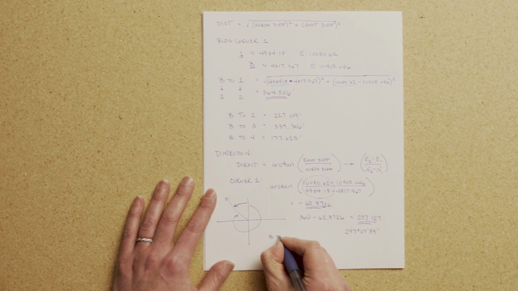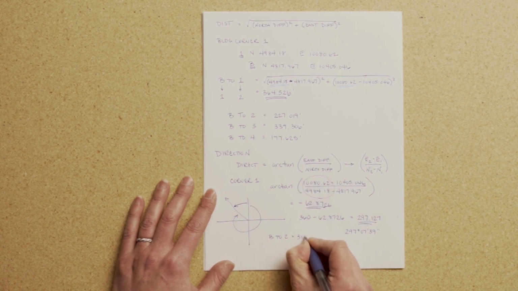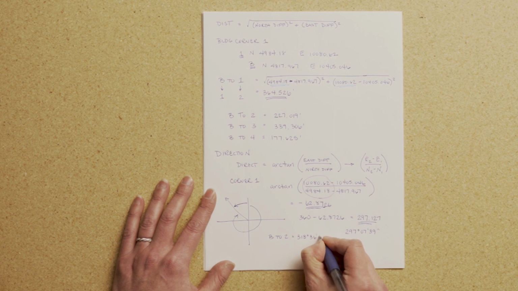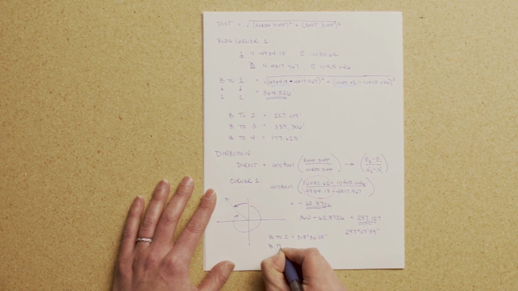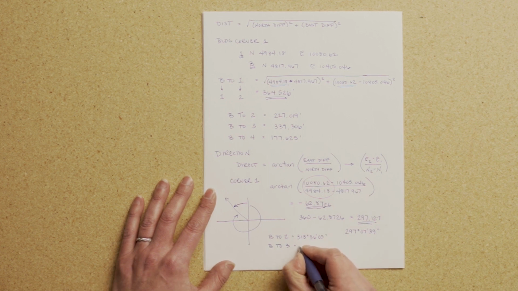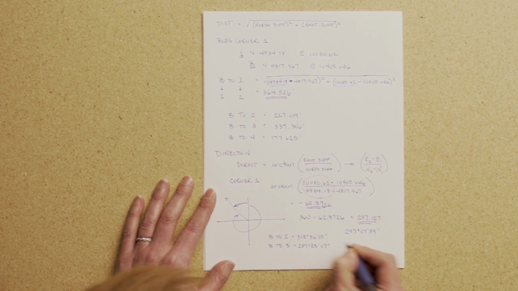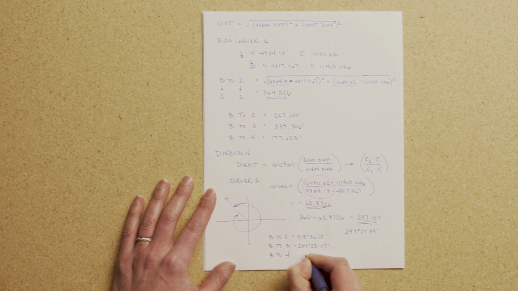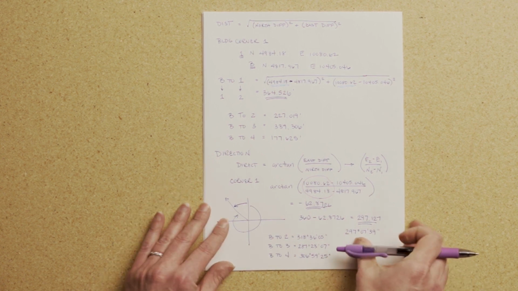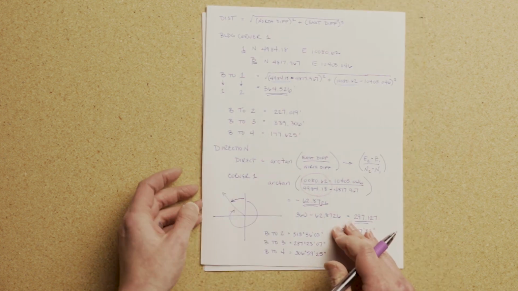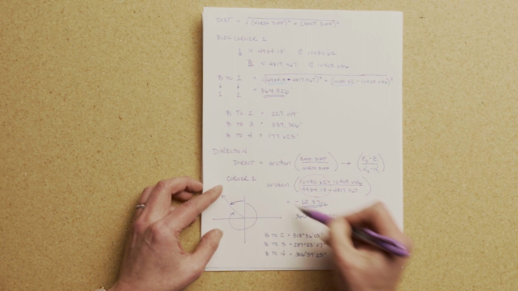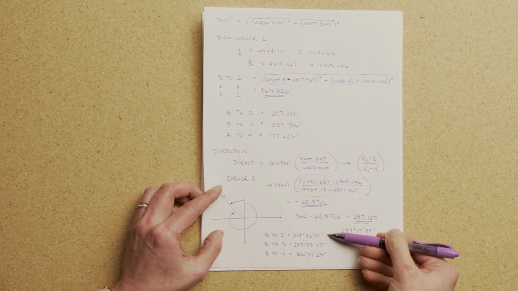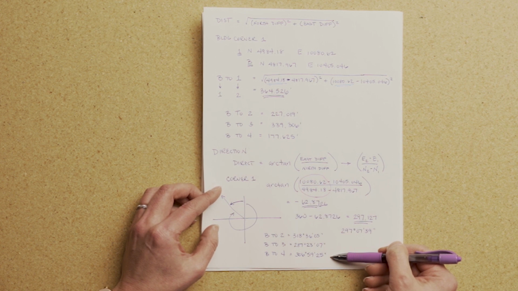So B to 2 would be 318, 36, 5. B to 3 is 287, 23, 7, and B to 4 is 306, 59, 25. What this gives us, however, are these numbers off of our north, so our complete azimuth. Those don't actually give us the true number that we're looking for when we go to lay out our structure.